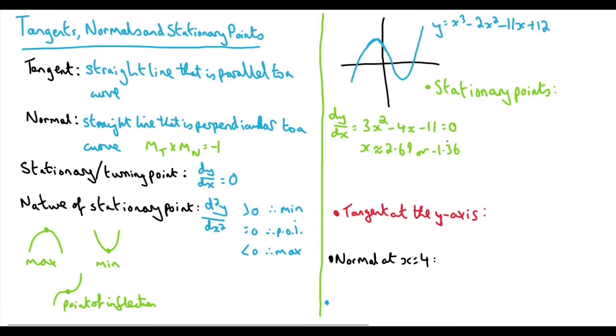1.36. Using these, we can then plug those back into the original to get your corresponding y values. We say y is therefore equal to either minus 12.6 or 20.7.